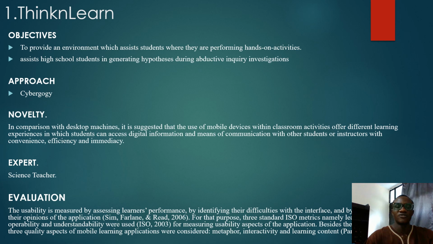So the first product we're going to talk about is called Think and Learn. The objective of Think and Learn is to provide an environment which assists students where they are performing hands-on activities, which makes them feel what they are doing, able to contribute like they are in the real world. And the second objective is that it assists high school students in generating hypotheses during abductive inquiry investigation. So those are the two objectives of Think and Learn.